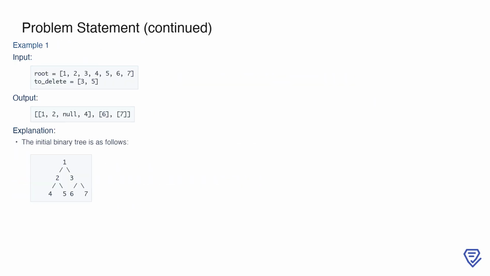Let's look at the first example. The input tree is represented as root equals 1, 2, 3, 4, 5, 6, 7, and the deletion list is to_delete equals 3, 5. The output we expect is 1, 2, null, 4, 6, 7. To understand this, we start with the initial binary tree, where node 1 is the root, with 2 and 3 as its left and right children. Node 2 has 4 and 5 as its children, while node 3 has 6 and 7 as its children. This structure forms the complete binary tree before any deletions are applied.